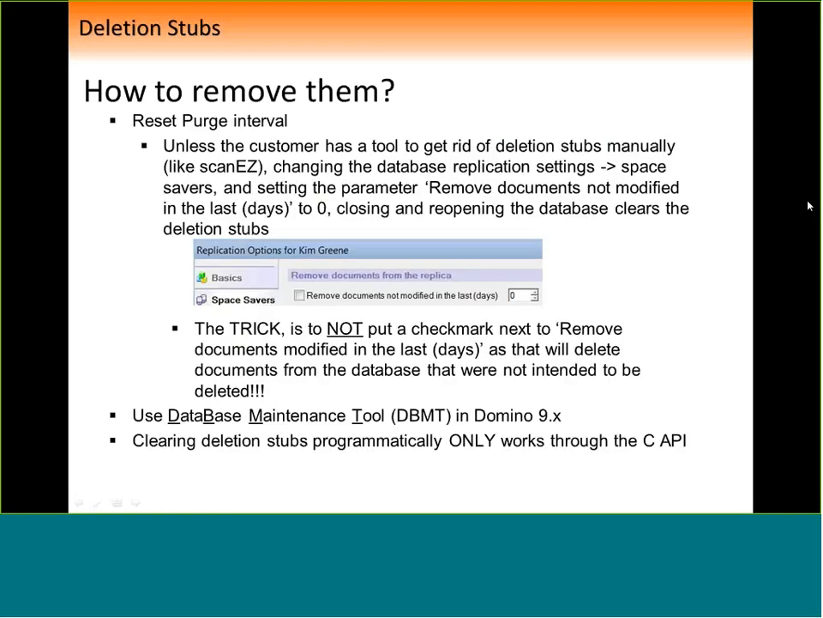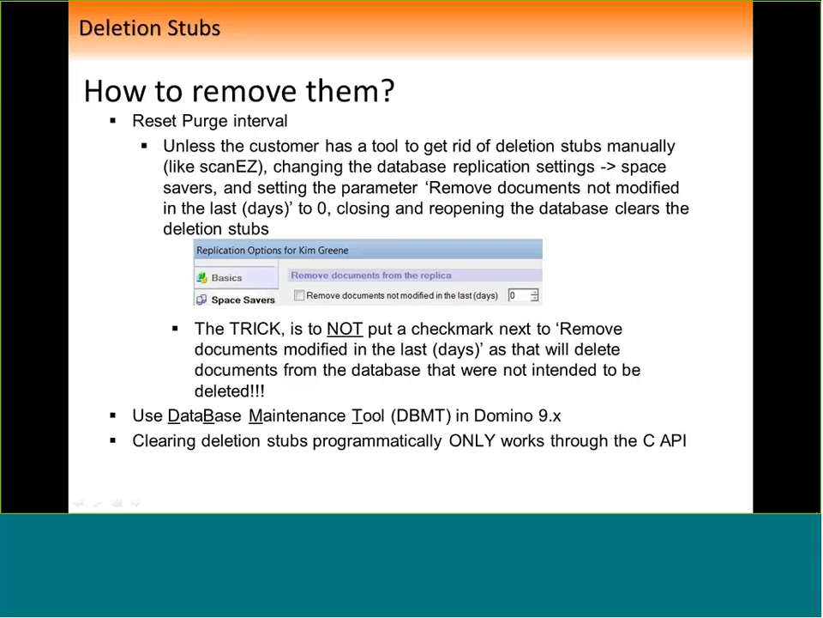Okay, great. Thanks, Ben. So how do you actually remove them? Well, if you want to do a brute force removal, one of the things you can do, again, is go into your replication settings and into your space savers, where we had the number of days to keep the documents not modified, and that would contain the number of deletion stubs. Set that to 0, and then close the database and open it back up again. Doing that process will actually remove every single deletion stub from that particular database. So it's not selective. You're removing all of them.